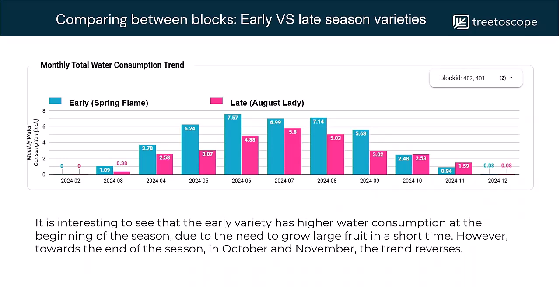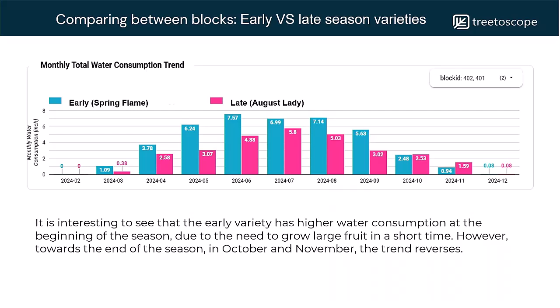This slide compares early versus late season varieties. In this example, we're looking at Spring Flame and August Lady. And as you can see, the early variety shown in the blue exhibits a higher water consumption at the start of the season. And this is because early varieties like Spring Flame have a shorter window to develop and grow large fruit, which require more water earlier in the season to meet their accelerated growth demands. And then you can see towards the end of the season, in October and November, the trend reverses.